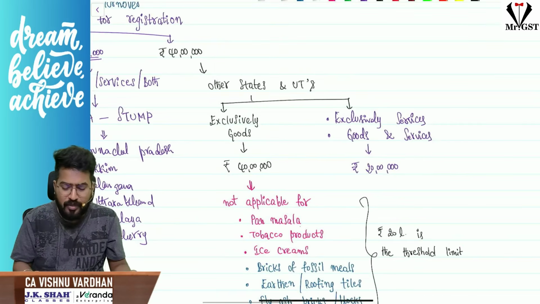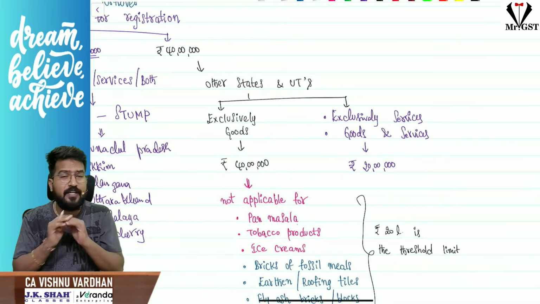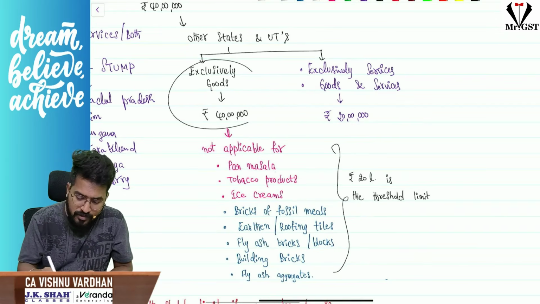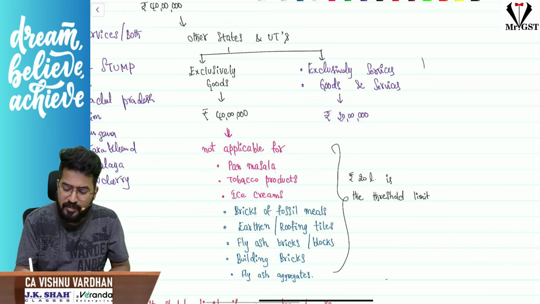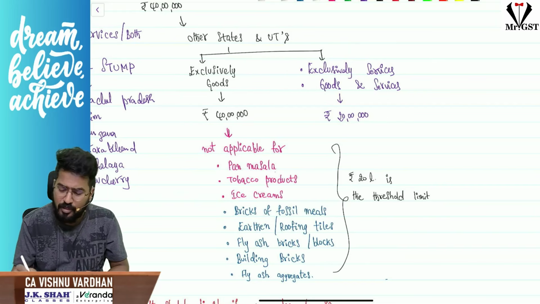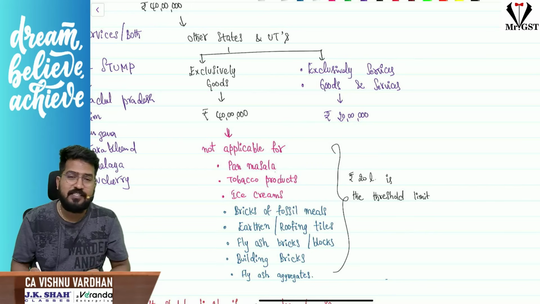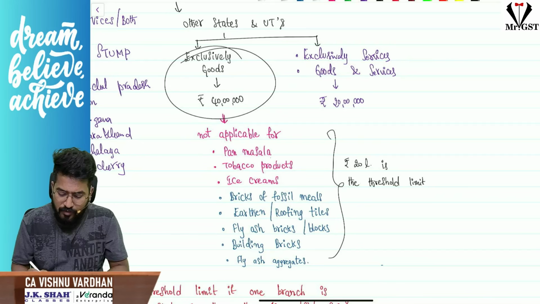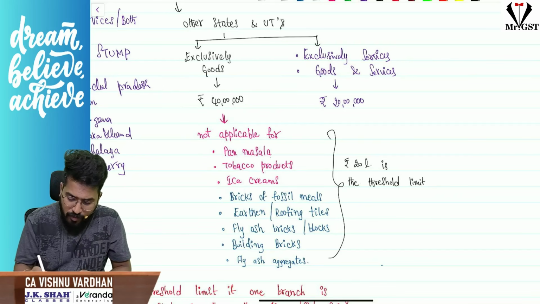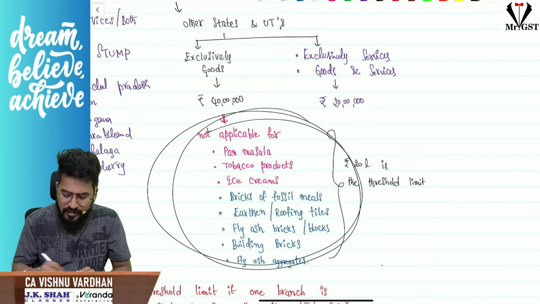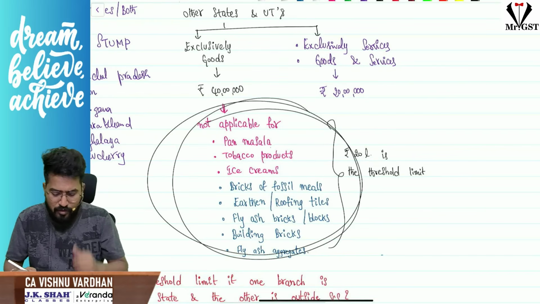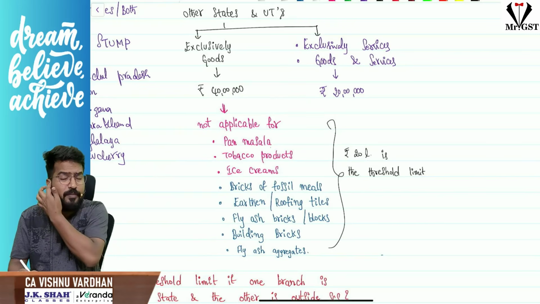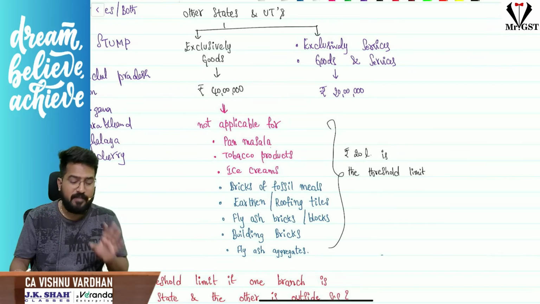Now coming to the other part, all remaining states and union territories are part 3. Here, if you are exclusively dealing with goods, then only it is 40 lakhs. If you are dealing exclusively with services, or both goods and services, then it is just 20 lakhs. But even though you are exclusively dealing with goods, if you are dealing with special products like pan masala, tobacco, ice cream, bricks, fossil meals, earthen or roofing tiles, fly ash bricks, all that stuff, the 40 lakhs limit is not applicable. That means only the 20 lakh threshold limit is applicable for these people.